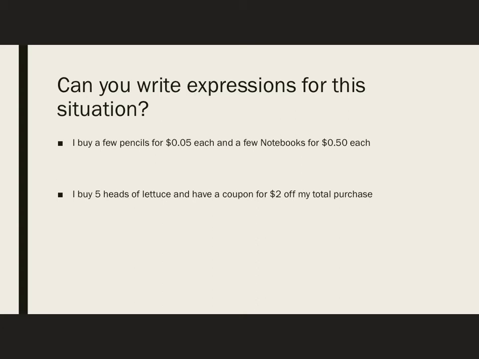So let's look at two more expressions very quickly, and we're going to definitely explain what our variables are. So I buy a few pencils for 5 cents each. So my variable there is going to be pencils are going to be P. And I buy a few notebooks. So for notebooks, I'm going to use N. So I write my expression. It's going to be 0.05p plus 0.5n. So that'll be my total cost for the notebooks and the pencils.